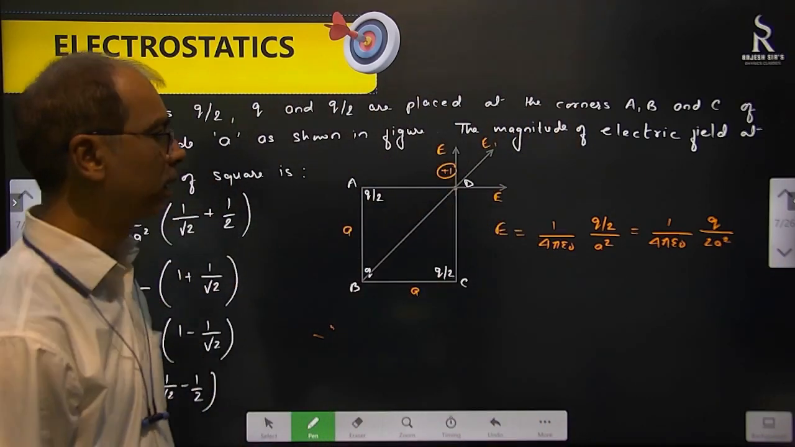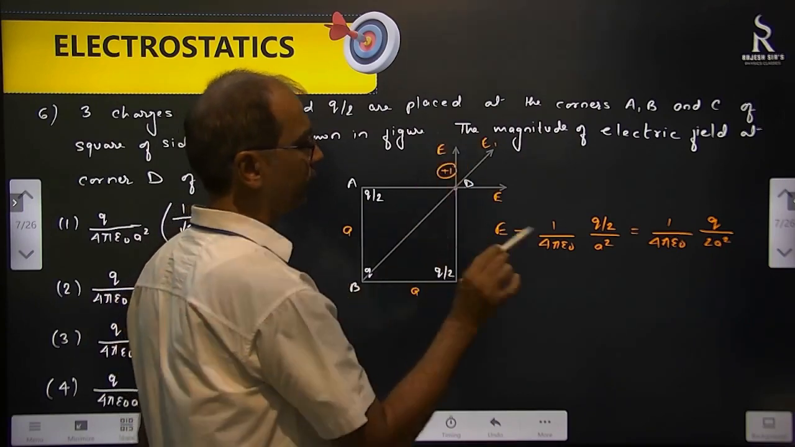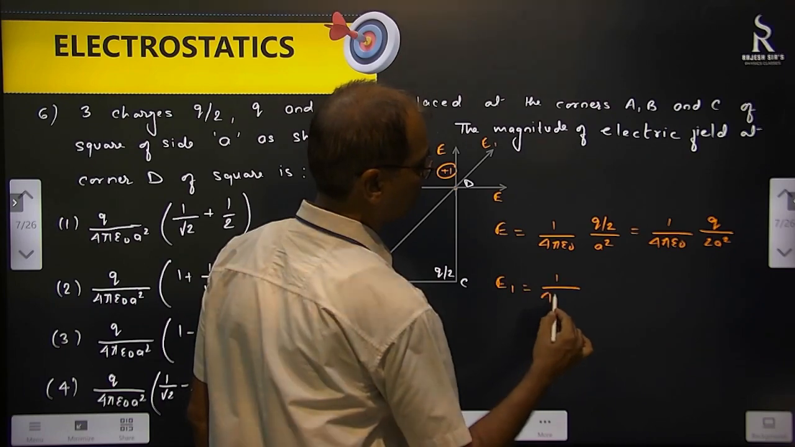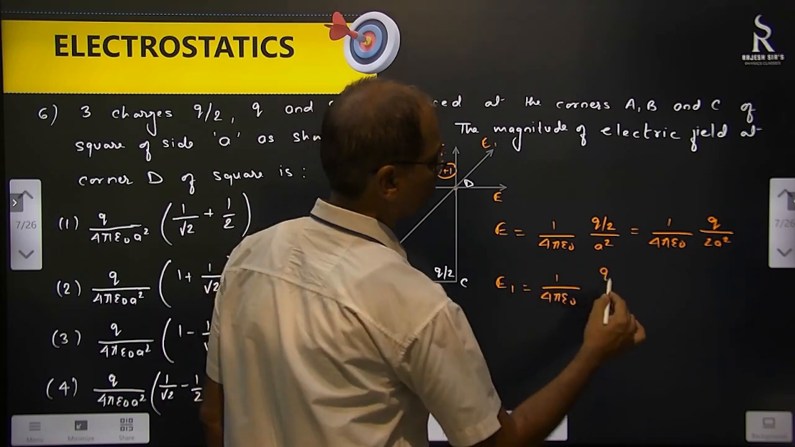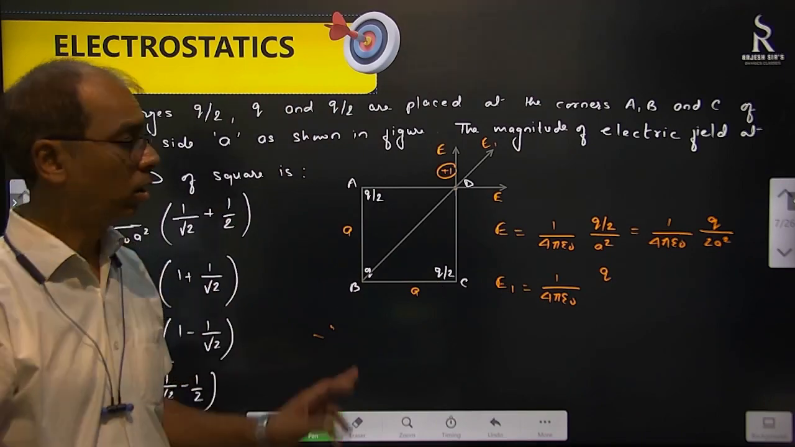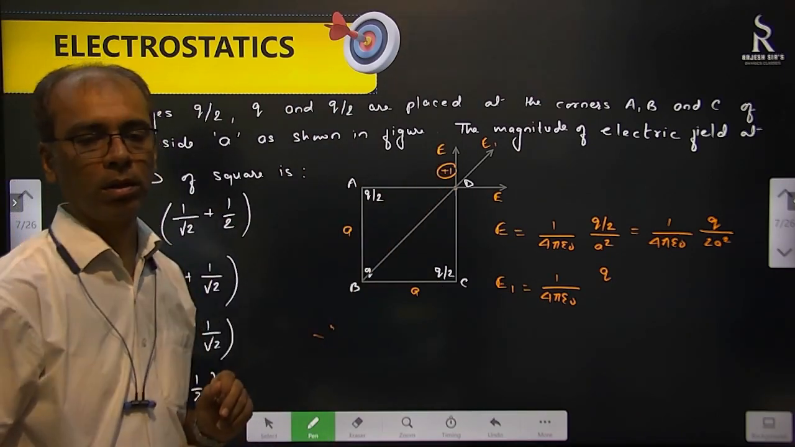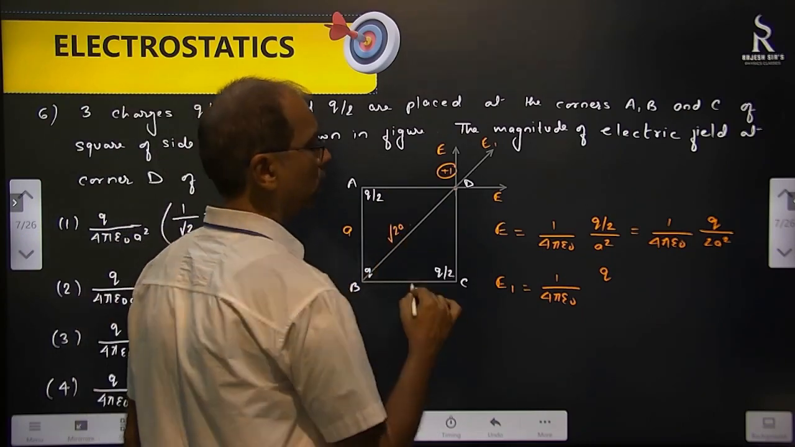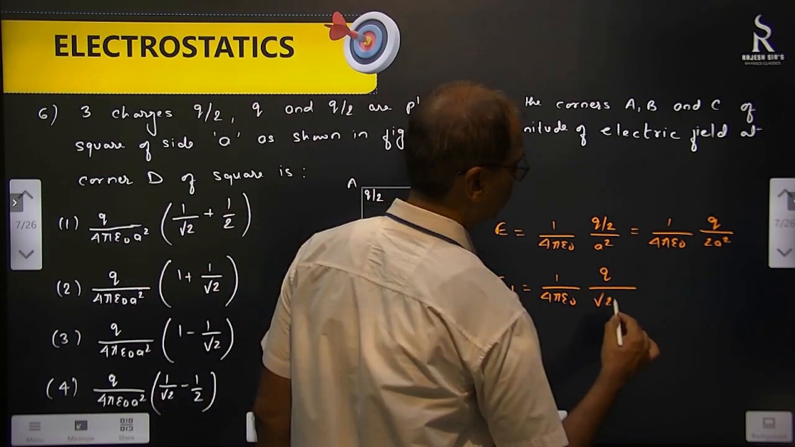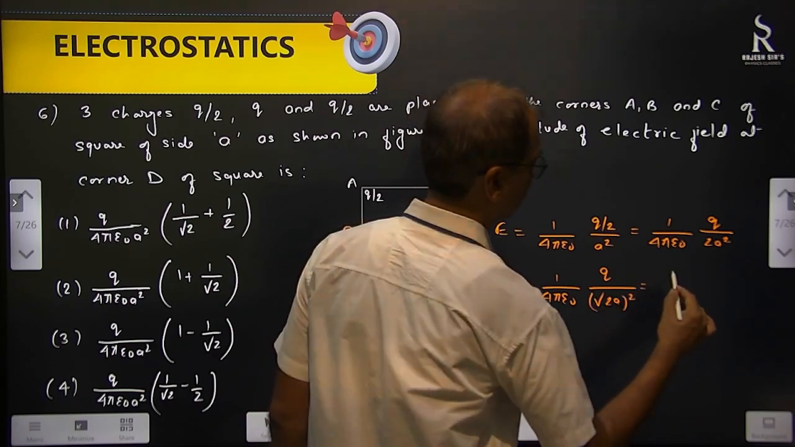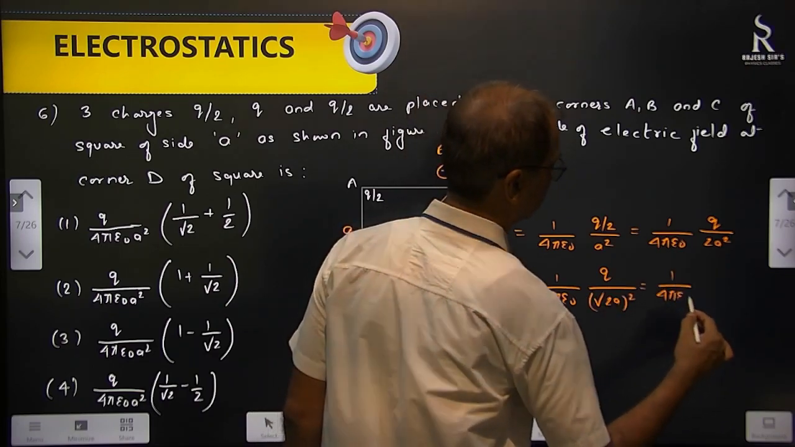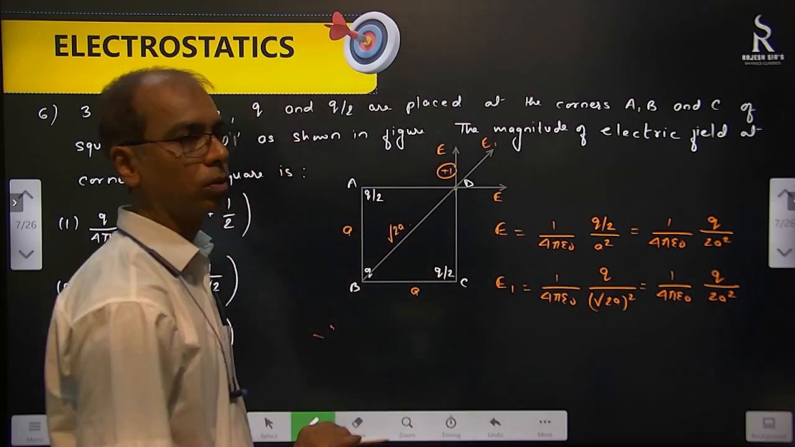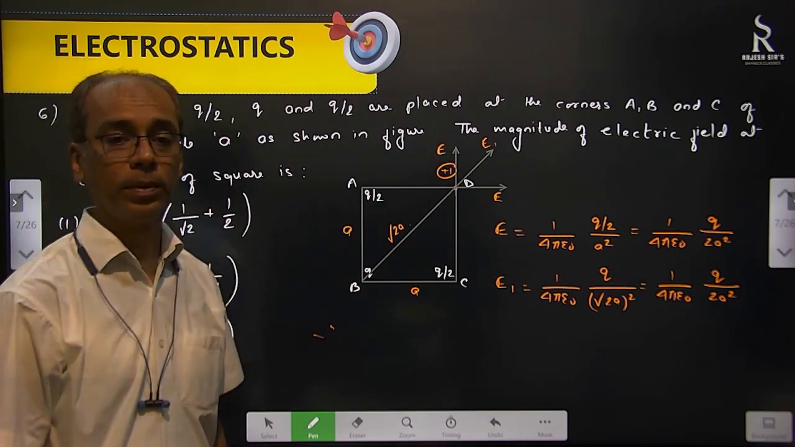No problem. Now E1, because this is also E, this is also E. We calculated that. E1 now I want. So E1 is what? 1 by 4 pi epsilon naught, q. This charge is q this time. And how much is this distance? This is the diagonal. The diagonal is what? Root 2a. So q by root 2a whole square. So what's coming? 1 by 4 pi epsilon naught, q by 2a square. Oh, E1 is also equal to E only now.